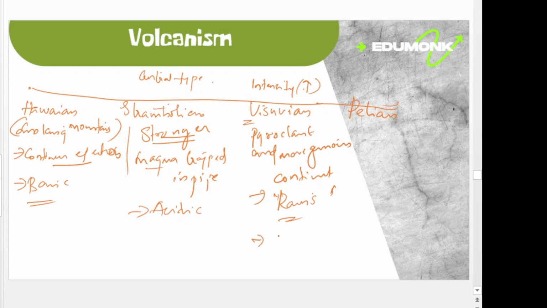So there is the formation of water saturated pyroclast. Water saturated pyroclast means tuffs. Then the final volcano is Pelian type. Pelian is the most intense volcano. It has strong activity.